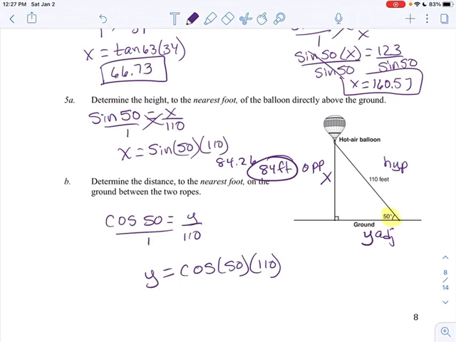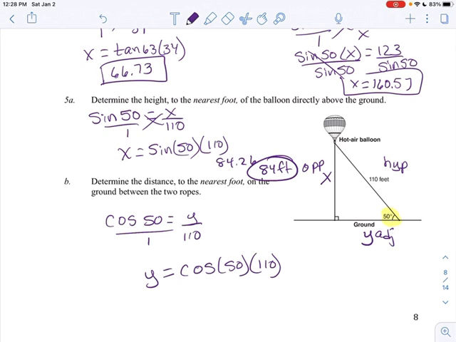All right, and I'm going to do that in my calculator. So cosine of 50 times 110. I'm just going to do it on my calculator right here that's next to me. So cosine of 50, you guys do it at the same time. All right, so cosine, close the parentheses after you hit cosine of 50 times 110.